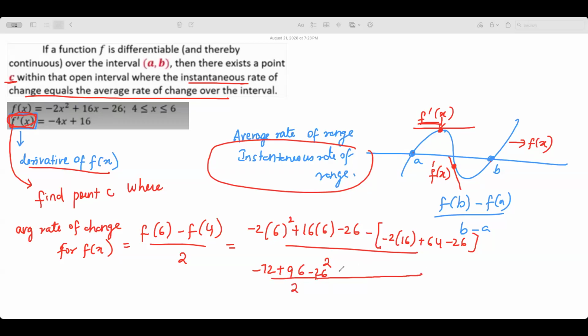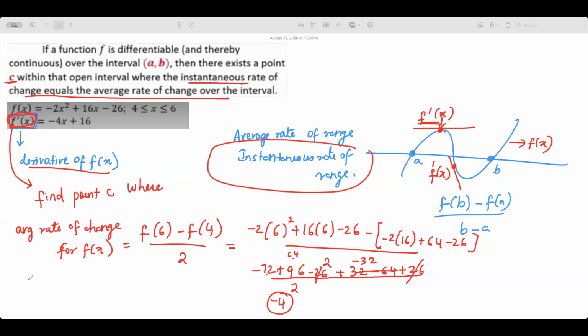But again here, you need to extend this. So this would be plus 32 minus 64 plus 26. Shall we go ahead and work this out? What do you get here? So 72, okay, this one becomes minus 32, right? And then what? 96 minus 32 is what? 64. Minus 72 plus 64 is what? 8. Minus 8 by 2 is minus 4. Any questions? This is the average rate of change.